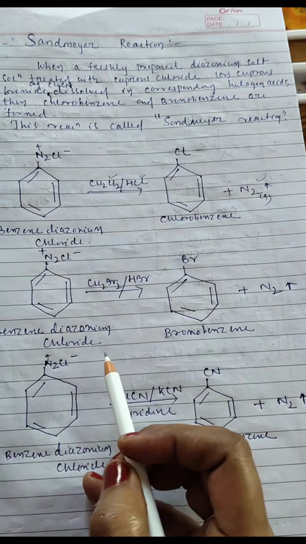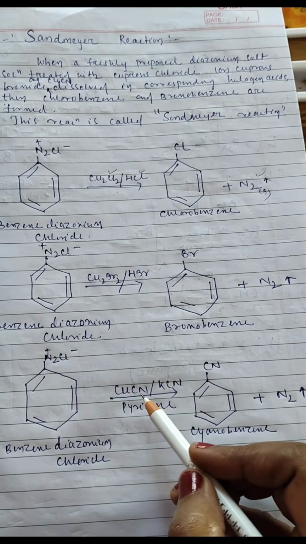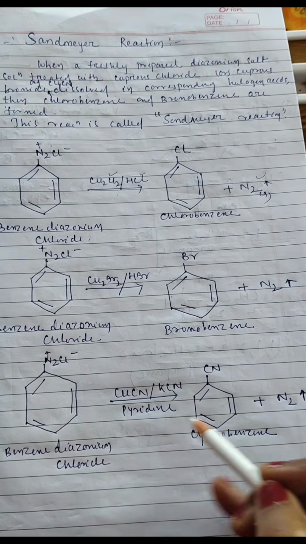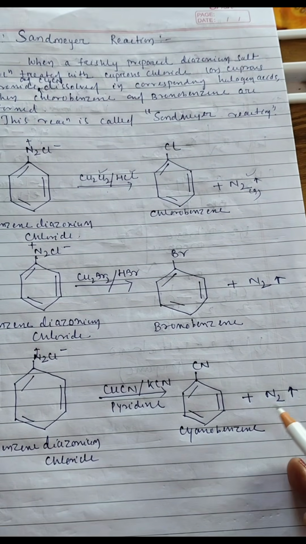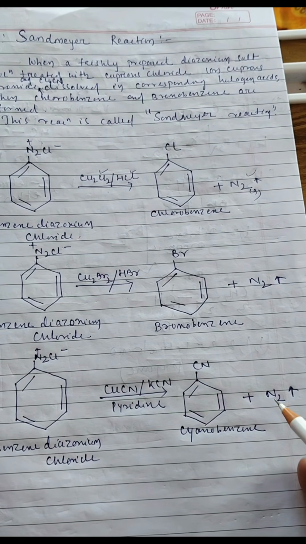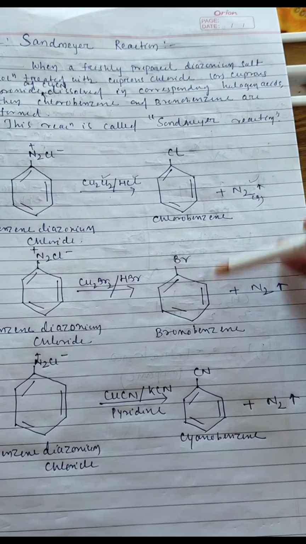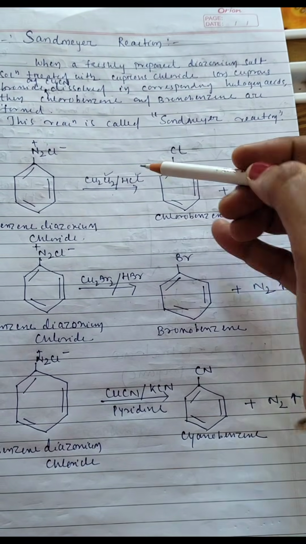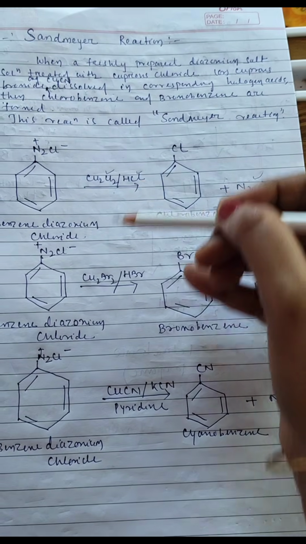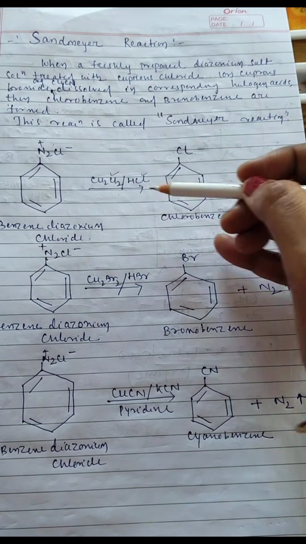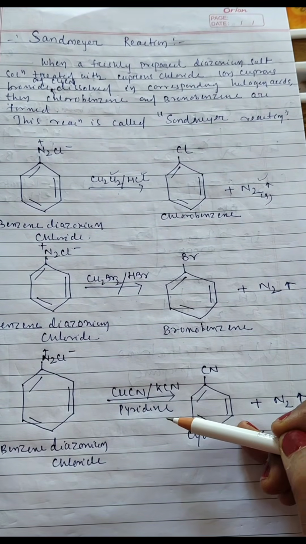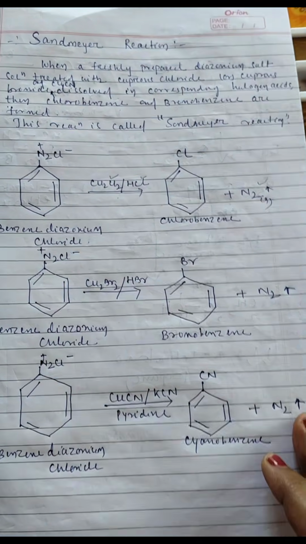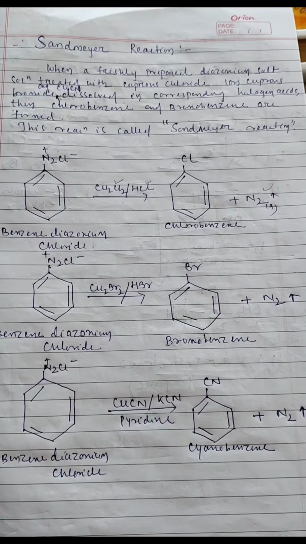Now similarly, when benzene diazonium chloride is treated with cuprous cyanide in presence of KCN and pyridine, then it forms cyanobenzene with the removal of nitrogen gas. So this preparation of chlorobenzene, bromobenzene and cyanobenzene from benzene diazonium chloride in presence of the respective cuprous chloride, cuprous bromide, cuprous cyanide in presence of HCl, HBr and KCN with the evolution of nitrogen gas is known as your Sandmeyer's reaction. Okay, thank you.